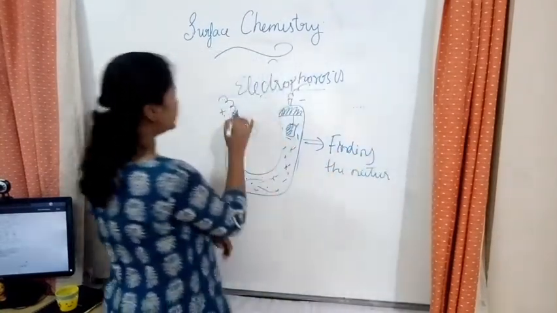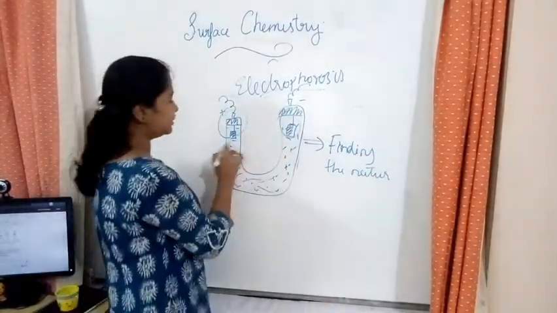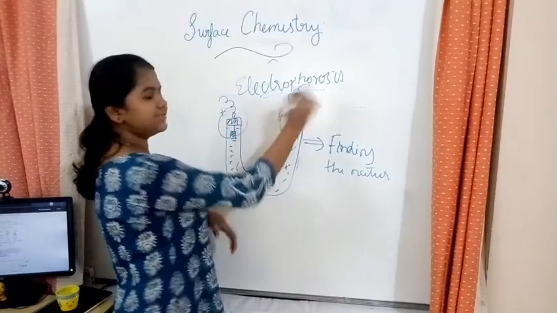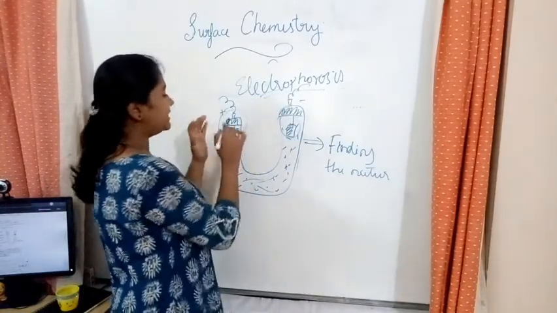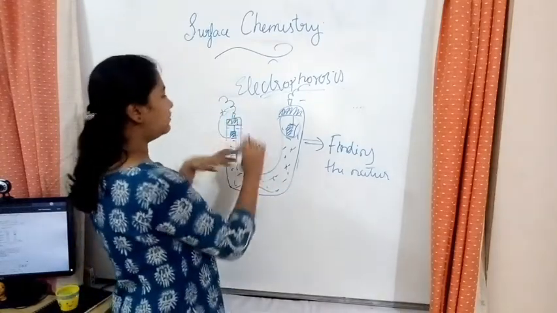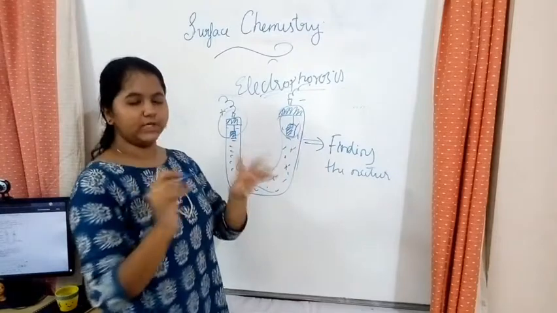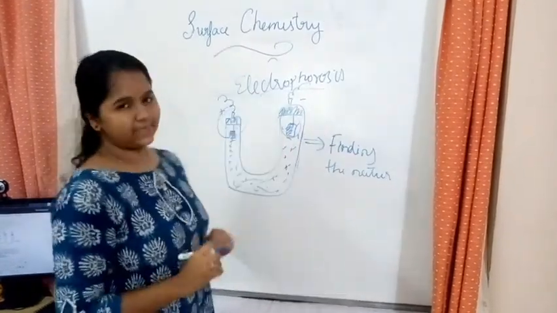Over here you can see two platinum rods are dipped in the colloidal solution and connected externally, and the electricity is passed. If the colloidal particles have positive charge, they will move to the negative side. If the colloidal particles have negative charge, they will move to the positive side. So this is electrophoresis.